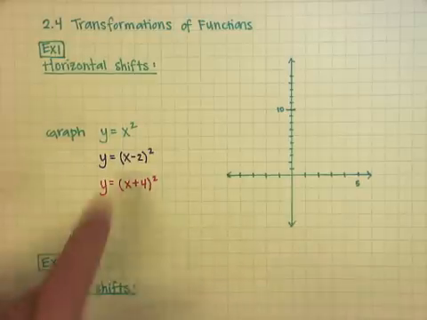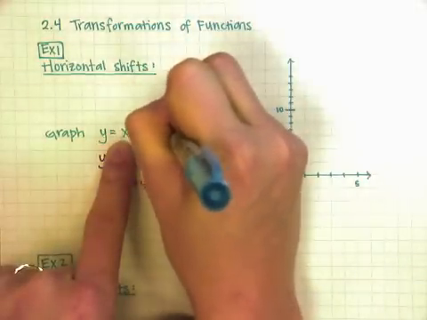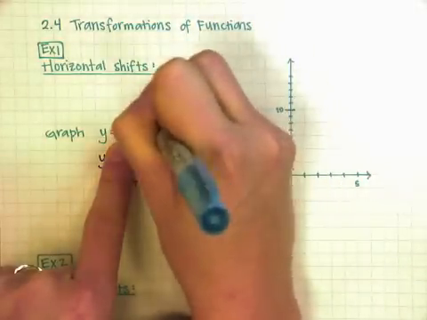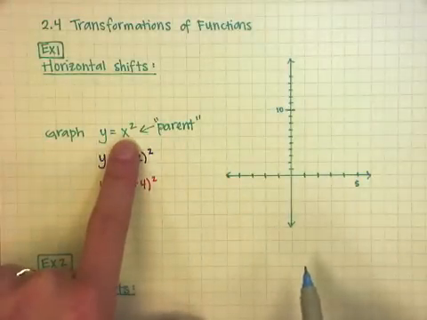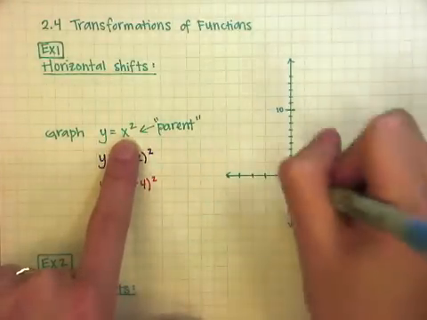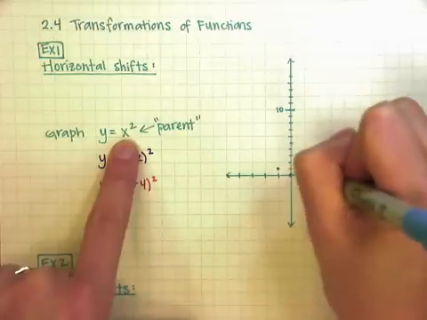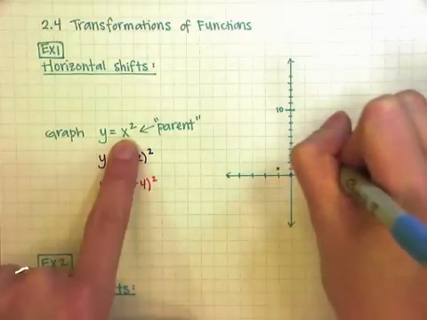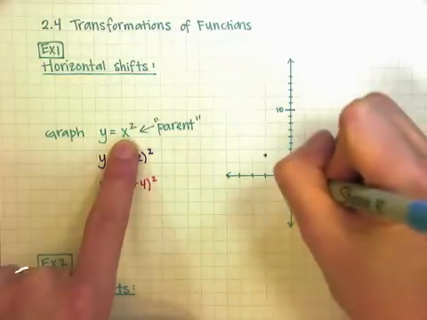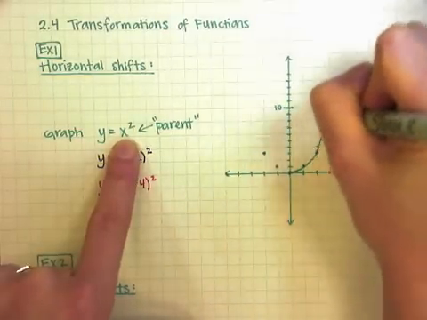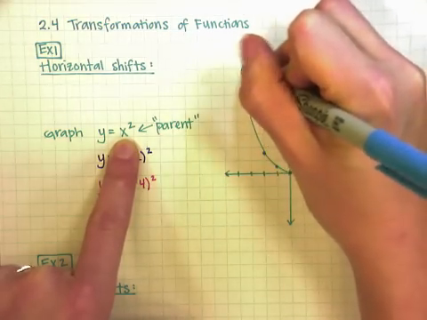Now in this case, my parent function is going to be x squared. So whatever the most basic form of the function is called the parent. And it gives the graph its overall shape. So we know x squared is a parabola. We know it's U-shaped. So I have the points (0, 0), (1, 1), (-1, 1), and then over 2 up 4. And we get this nice parabolic curve, or at least as nice as I can do in permanent marker.